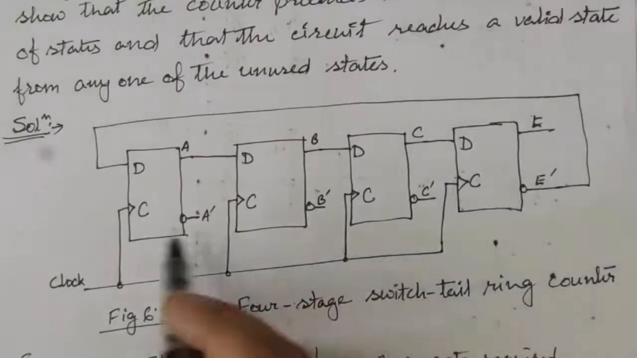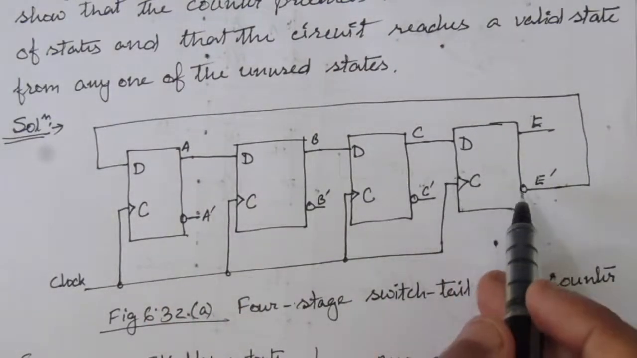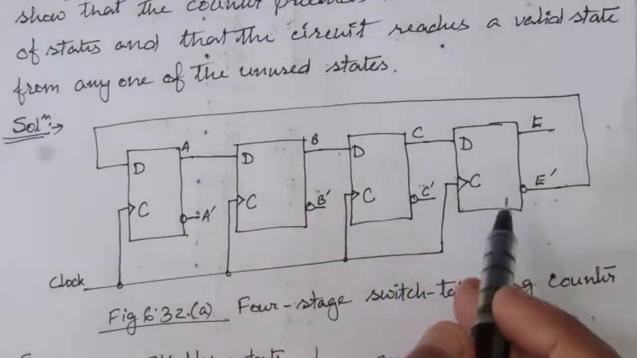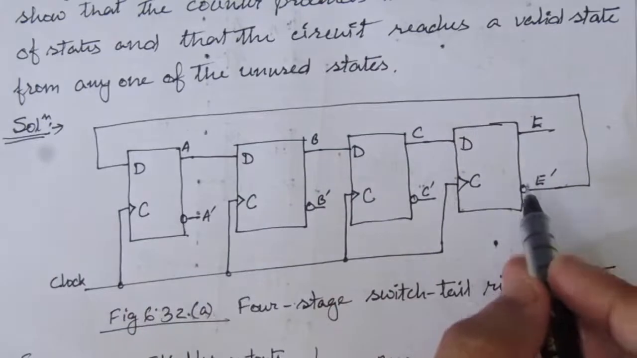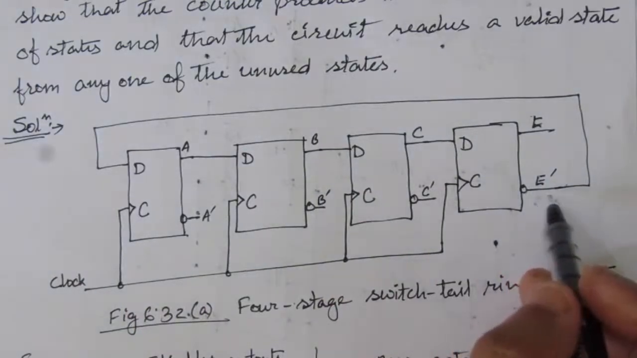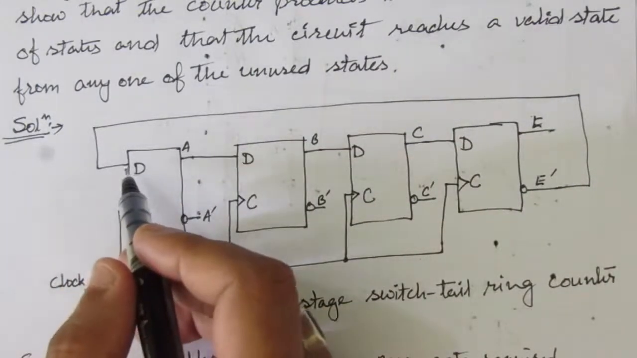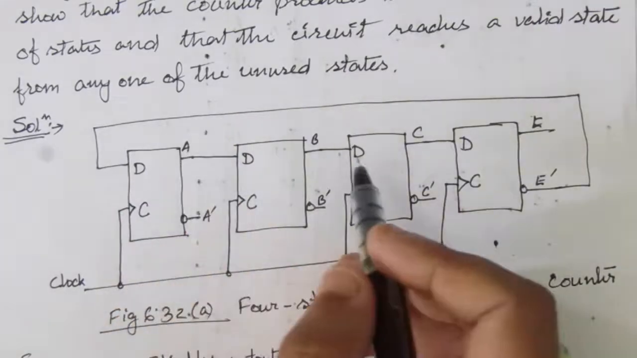So this is figure 6.32a. Here we can see that we have 4 D flip-flops, and the complemented output of the last flip-flop is fed back to the input of the first flip-flop. That means whatever we have at this complemented output will be the next flip-flop input, and accordingly this A value will be changed. Before starting this problem, let us see the used states.